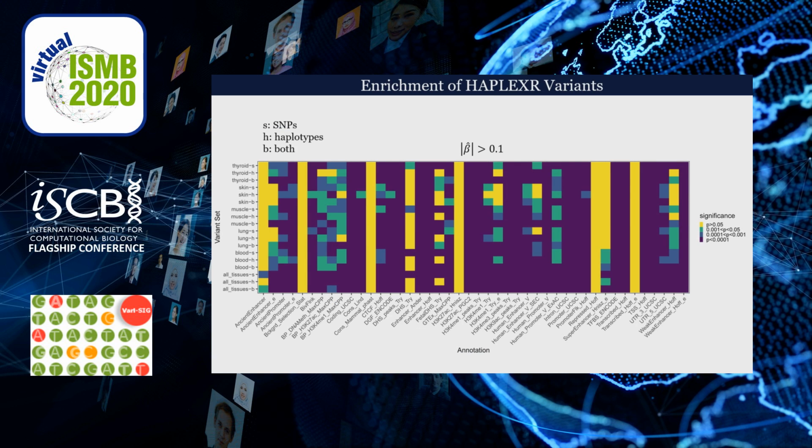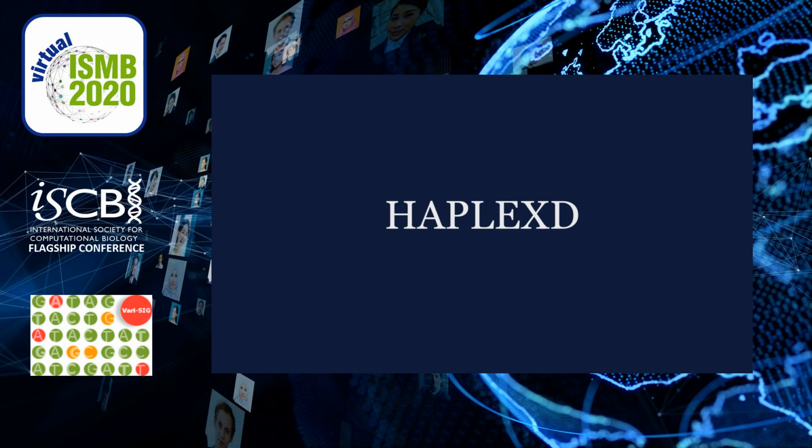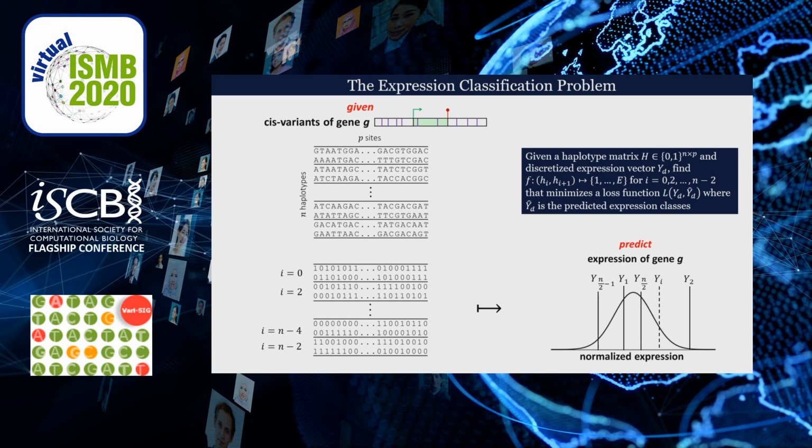We also found that haplex R variants at beta thresholds were enriched in various regulatory annotations across tissues. We noticed enrichments when we restricted the variant sets to contain SNPs, haplotypes, and both. So now let's move on to predicting discrete expression. The problem formulation is very similar to the expression regression problem, except that we now want to predict classes of expression.